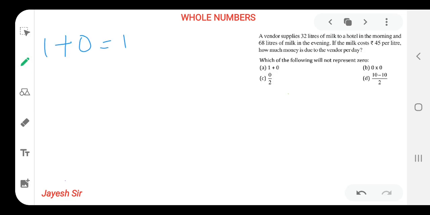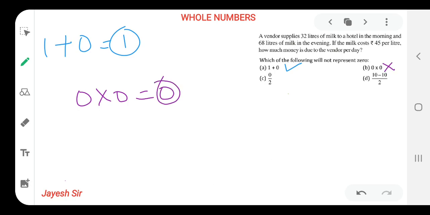1 plus 0 results in 1. Yes friends, so our answer is 1. That means this sum does not give us the answer as 0. I hope you all might be getting it, friends. So let's begin with the second sum for the day, that is 0 multiplied by 0. Our answer would be 0. That means this does not satisfy the condition.